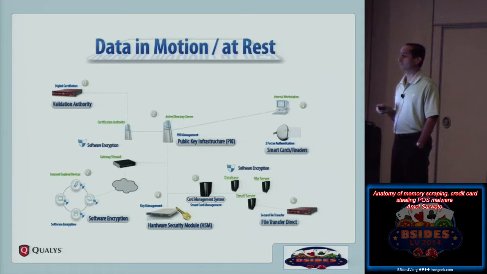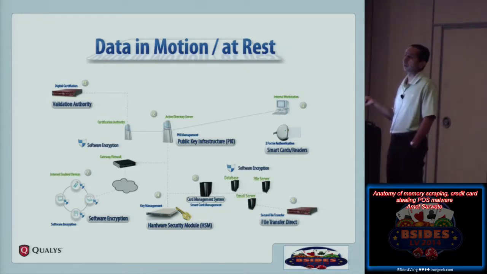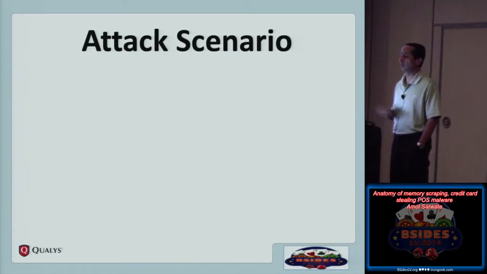So basically the point to take is, just because data is encrypted at rest and in motion, or when it is sent, that still leaves the data in process, as they say, when the data is being processed, unencrypted. And that's what the point of sale malware attacks.